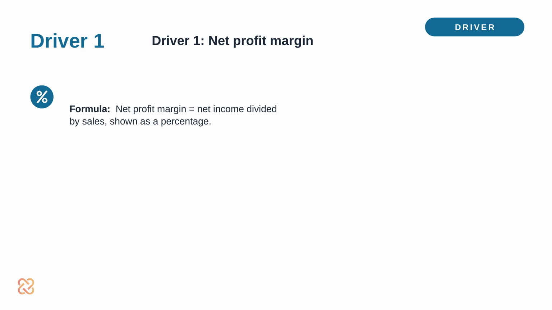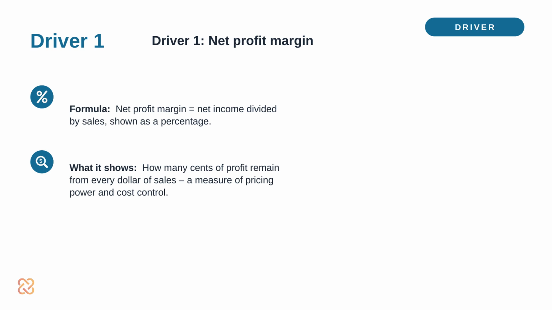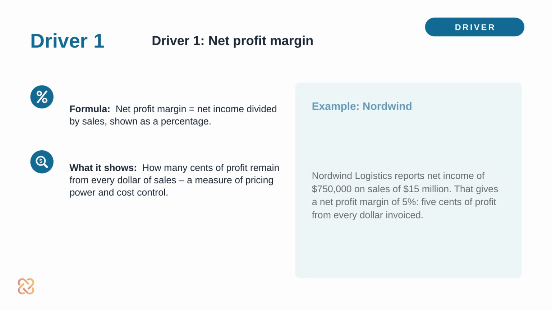Let's take the drivers one at a time. The first is the net profit margin. It answers one question. What share of every dollar of sales is left as profit after all costs, interest, and taxes? The formula is net income divided by sales. Nordwind Logistics books $15 million in sales a year and reports $750,000 in net income. 750,000 divided by 15 million gives a margin of 5%.